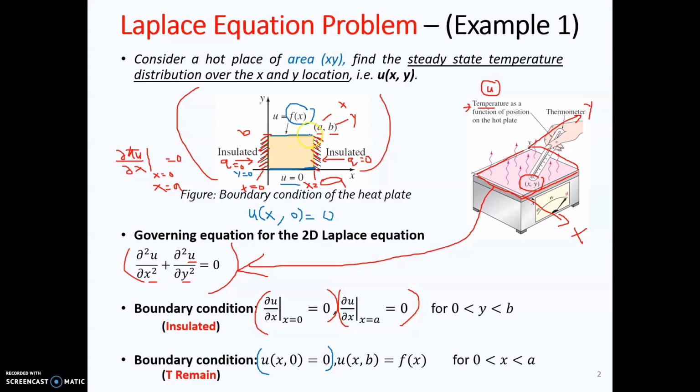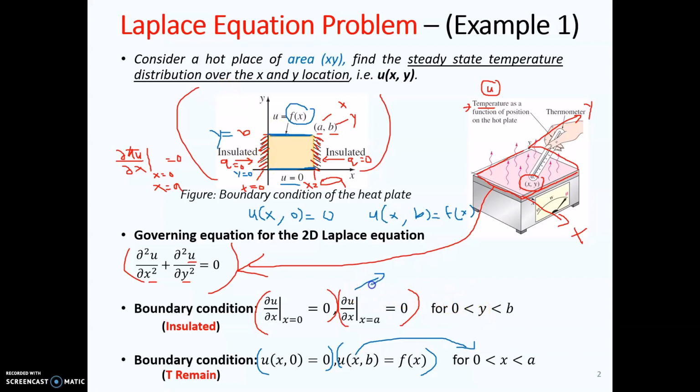This boundary condition here is at y equal to b. Therefore, the temperature at y equal to b for various x locations here is equal to f(x). So this is the second boundary condition here. So you should know the dimension for the x is from 0 to a here, and the dimension for the y is from 0 to b here.